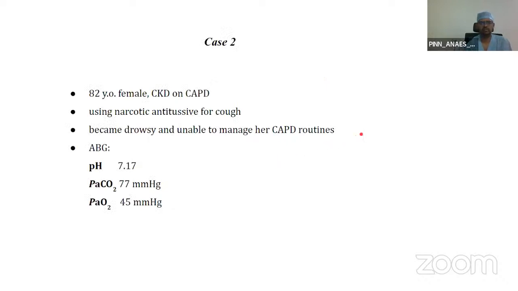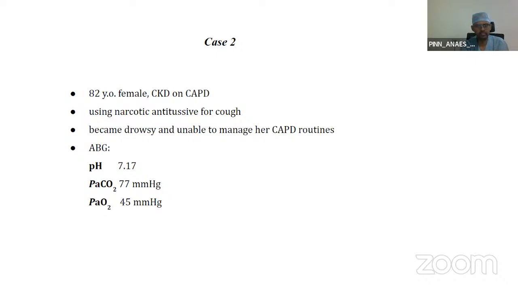So coming to case 2, an 82-year-old female who is a known case of chronic kidney disease on continuous ambulatory peritoneal dialysis was suffering from whooping cough. She was advised a narcotic antitussive for her cough. Upon using this, she became drowsy and unable to manage her CAPD routines. An ABG done revealed a pH of 7.17, PaCO2 of 77, and a PaO2 of 45 millimeters of mercury. This old lady has both hypercarbia and hypoxemia.